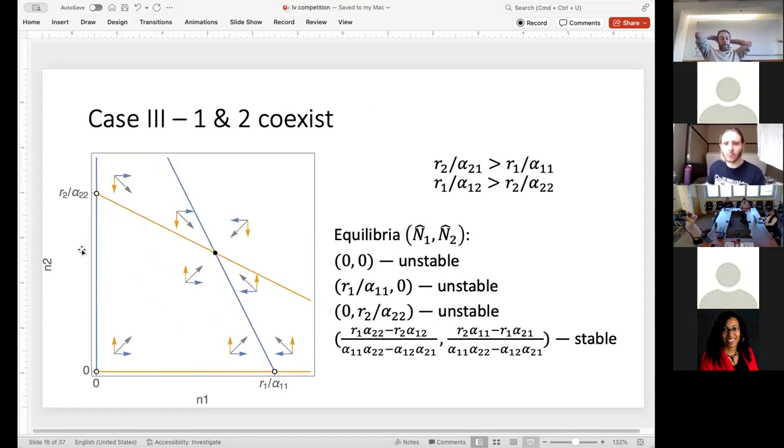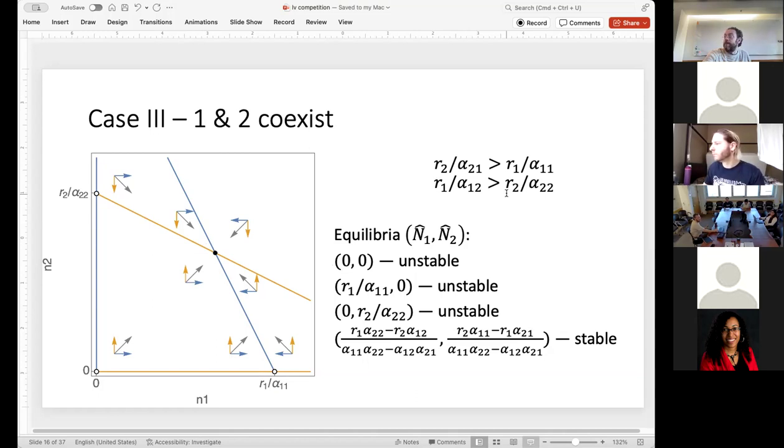But another possibility is maybe they cross. Maybe they cross in the positive quadrant. And so in this case, they cross, and all the little flow arrows are pointing right at this new coexistence equilibrium. This is the case of stable coexistence between species 1 and 2. We've got 4 relevant equilibria. The only stable one is this one in the center. And again, we can figure out the conditions based on the points on the intercepts.